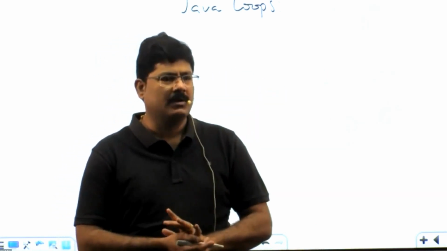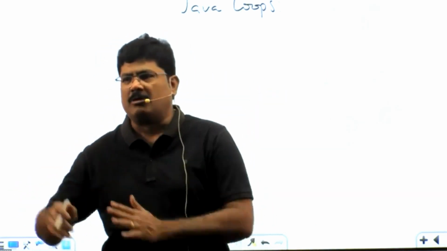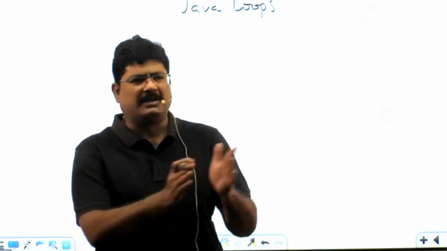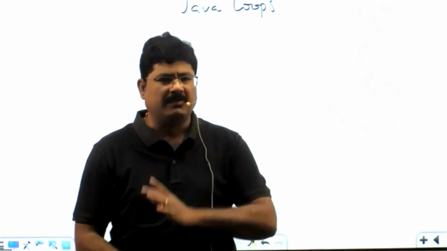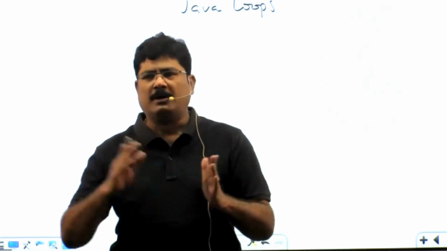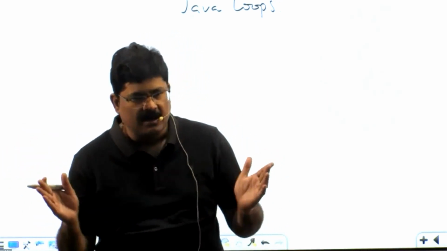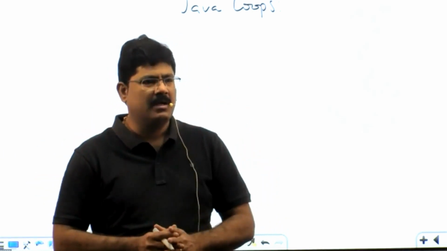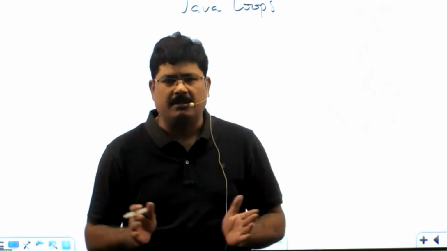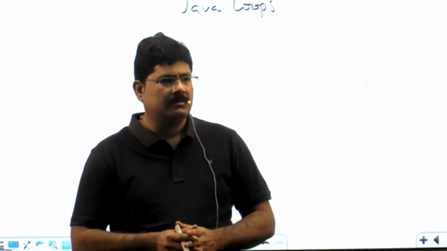That is while loop. If I know how many times I want to run my code, for 10 times, 20 times, 100 times, I go with for loop. For i equal to 1 to 100. What is the range here? 1 to 100. Same code will run for 100 times. For i equal to 1 to 10, same code will run for 10 times.